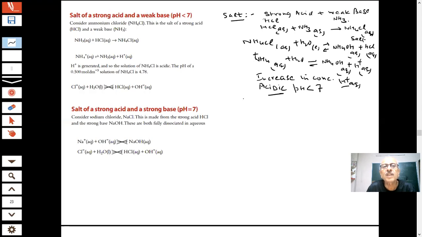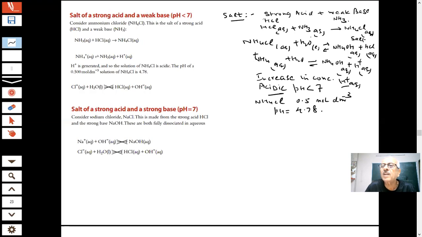Therefore, in such cases, if I have the pH of a 0.50 mole per decimeter cube solution of ammonium chloride, which is 0.5 mole per liter, the pH of the solution comes to be 4.7. Therefore, what we are saying is that in such cases the solutions will be acidic and the pH will be less than 7.